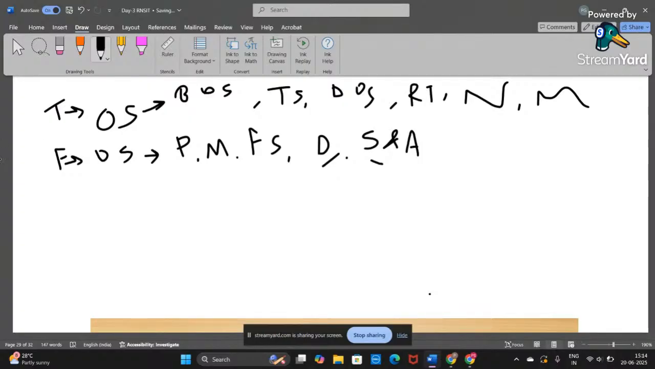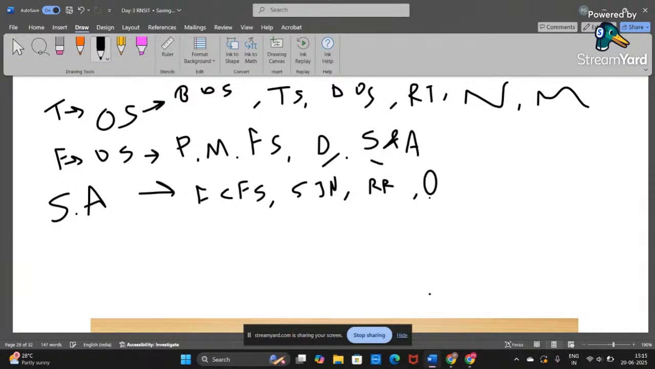Then scheduling algorithms. We have seen process scheduling algorithms: first come first serve, FCFS, then shortest job next or shortest job first, and round robin. Then priority scheduling we have seen.